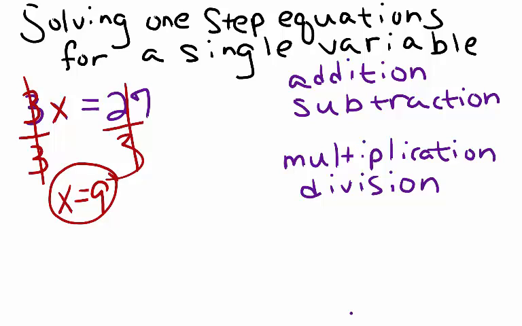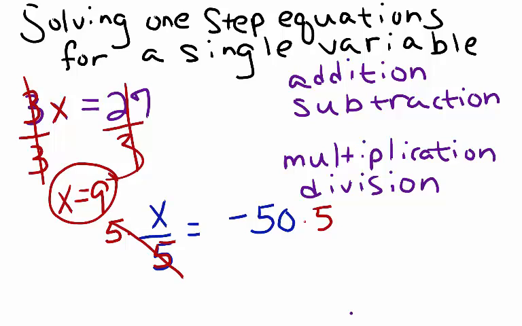Now let's take a look at one more example. Let's suppose I have x divided by 5 equals negative 50. Well, here we have division. x is being divided by 5. In order to isolate x on the left, I'm going to need to use the inverse of division, which is multiplication. So I'll multiply by 5 on both sides.